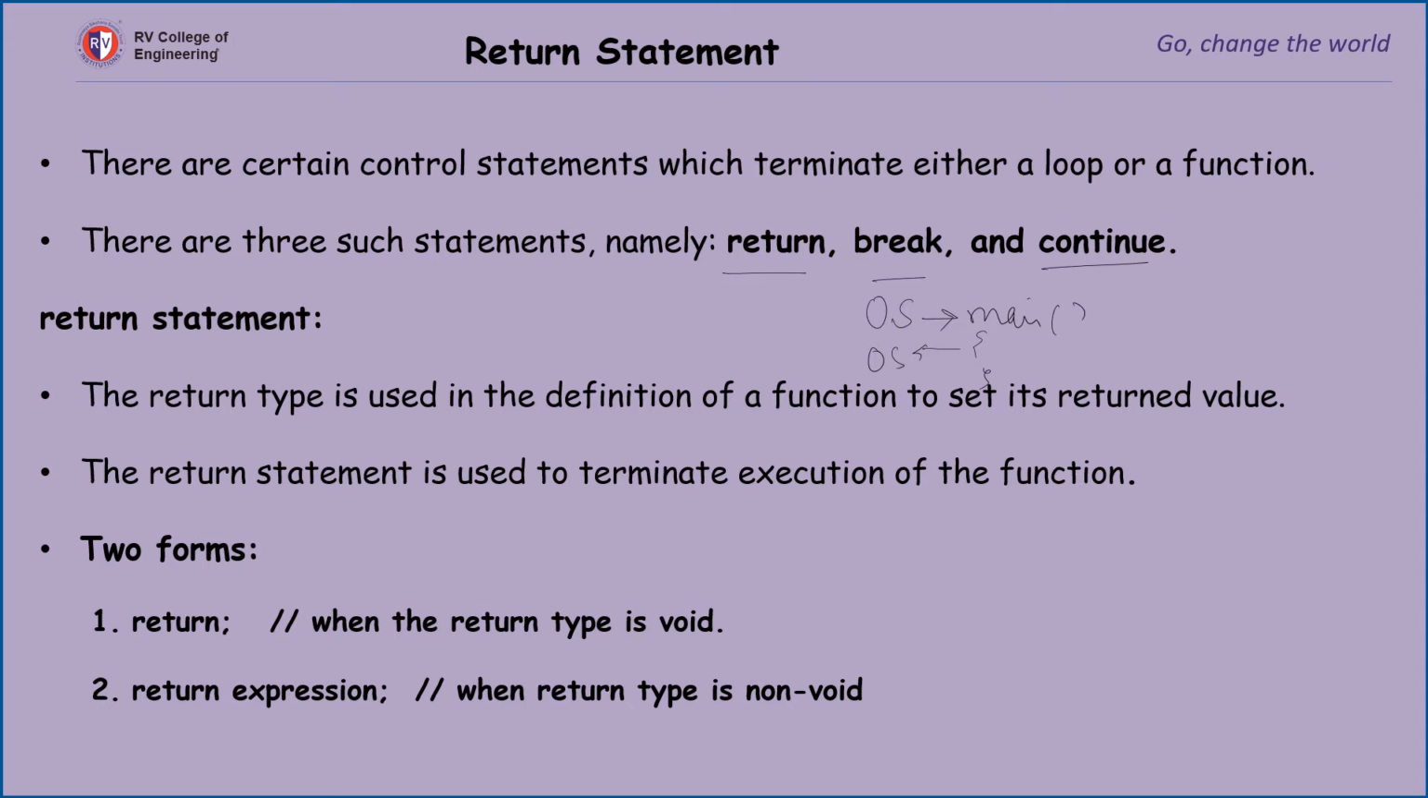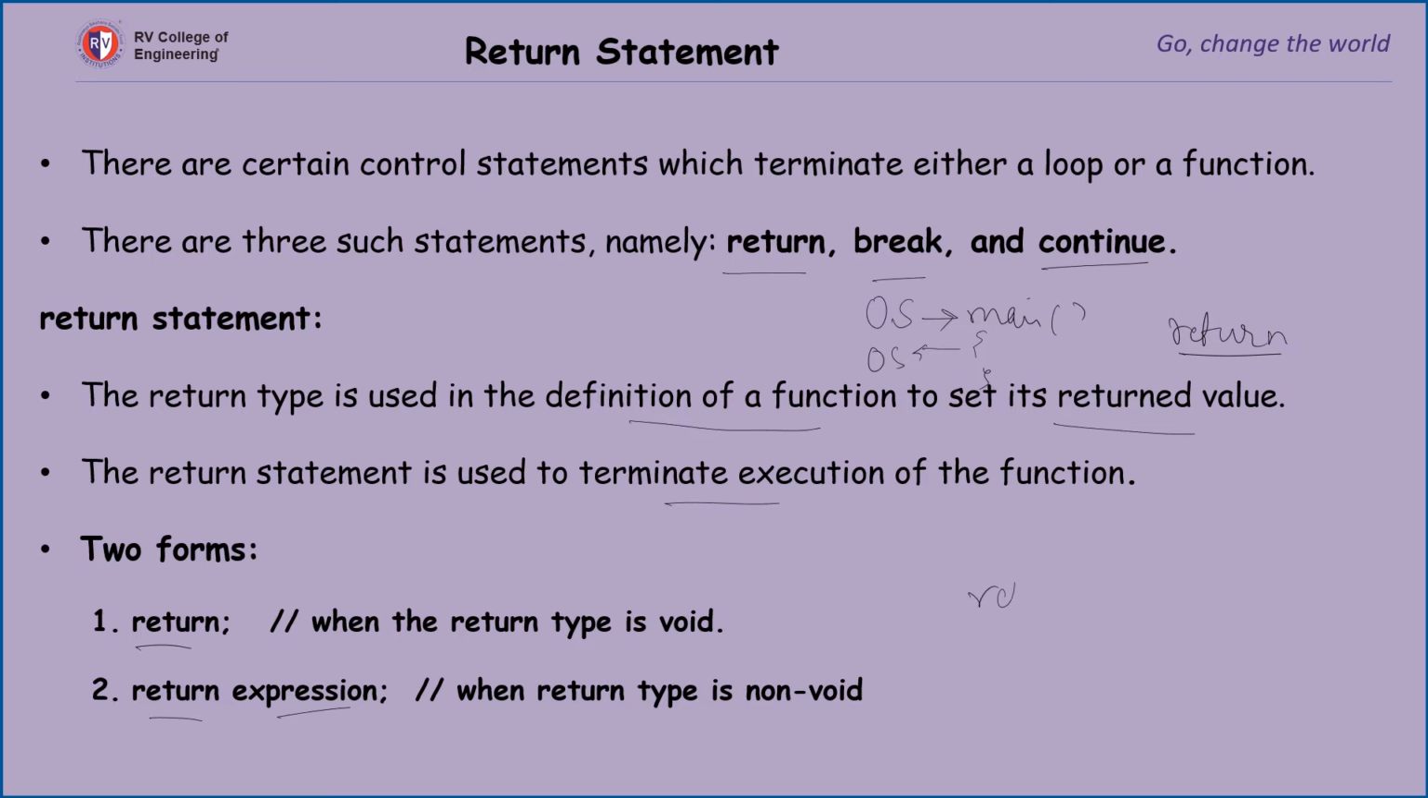Similarly, when a user writes user-defined functions, he makes use of a return statement to return the control back to the calling program. The return type is used in the definition of a function to set its returned value. Also, the return statement is used to terminate the execution of a function. There are basically two forms of a return statement. Return with no value or no expression. Second, return followed with an expression.